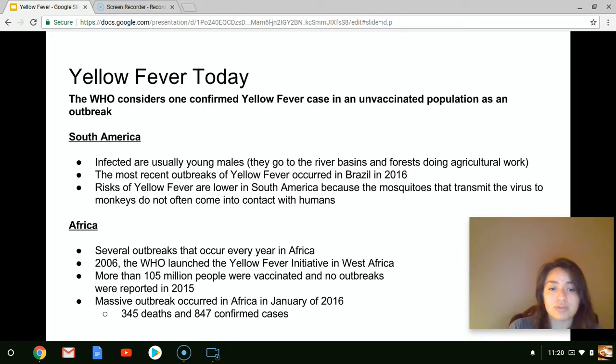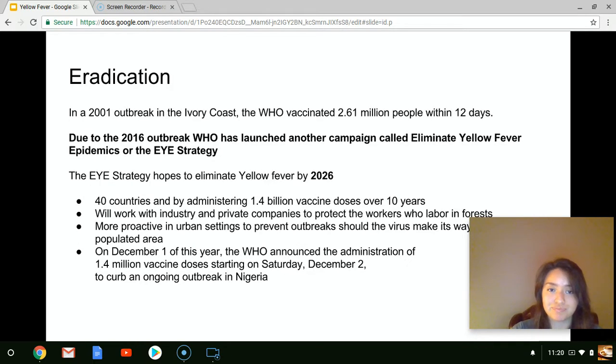And the most recent outbreaks of yellow fever occurred in Brazil in 2016. So in Africa, outbreaks occur every year. And in 2006, the World Health Organization launched a yellow fever initiative, and this vaccinated many people. But a huge outbreak occurred in January 2016, and 345 people died.